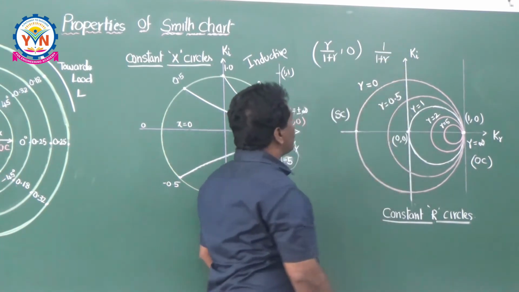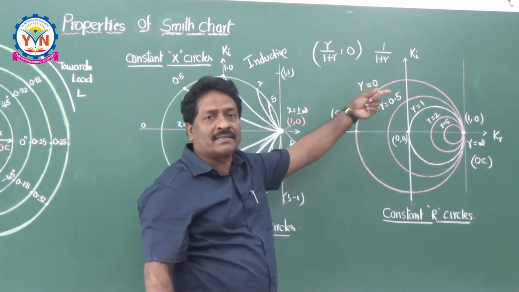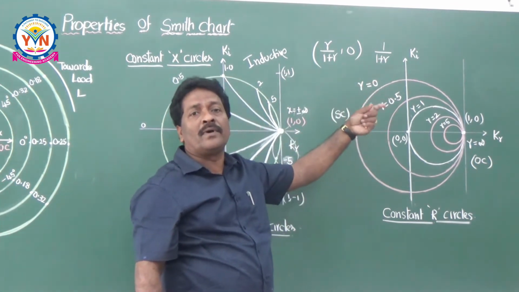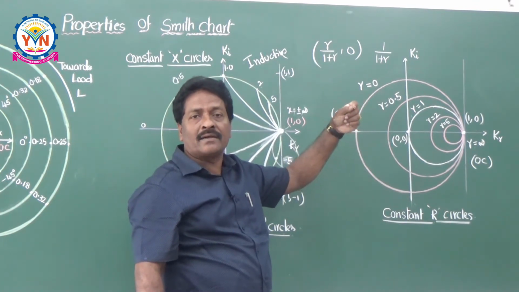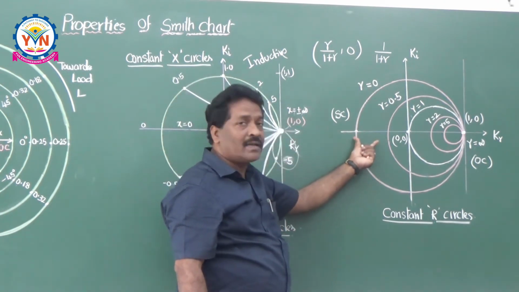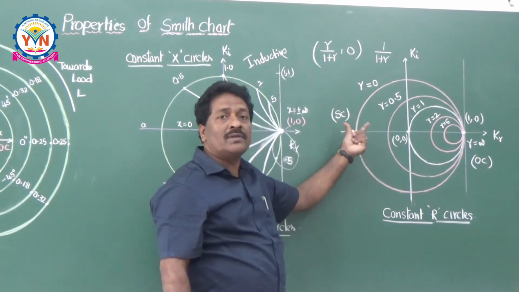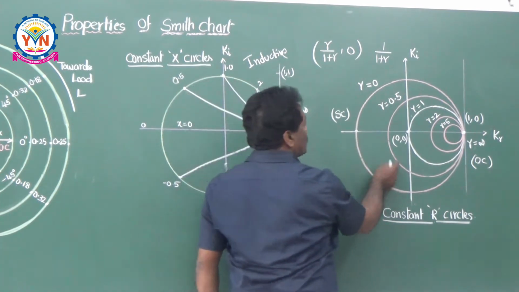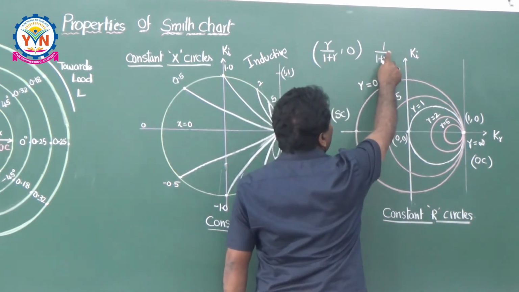I am using small letters here because these letters indicate normalized resistance, normalized values, because the Smith chart is nothing but the polar plot of R circles as well as X circles in the complex reflection coefficient plane. And this entire Smith chart always deals with normalized values. So, whenever you use this Smith chart, you should normalize all the values first. So, for the R circles, the center is r by 1 plus r, 0, and the radius is 1 by 1 plus r.